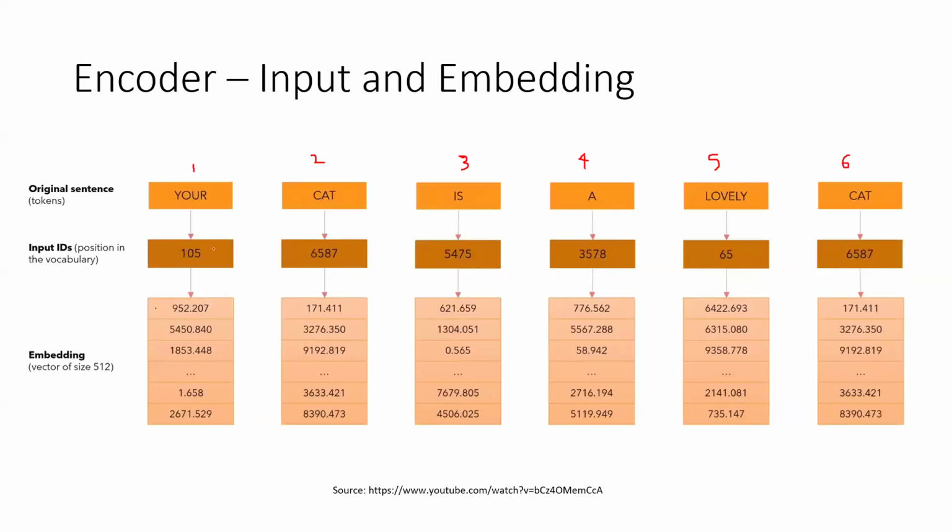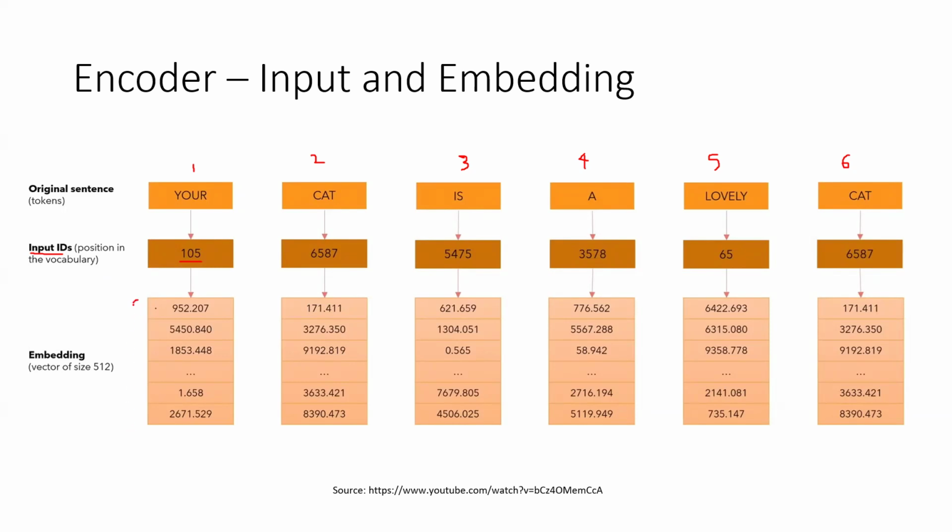For each of these tokens, you can give different IDs, right? "Your" is given the positional ID 105, "the cat it is" 6587, and so on. For each word, there is an index or identity number in the vocabulary. From this vocabulary identity, you can find the exact embedding in the embedding table. With word embeddings, if it is a pre-trained embedding, you can find what the embedding is.